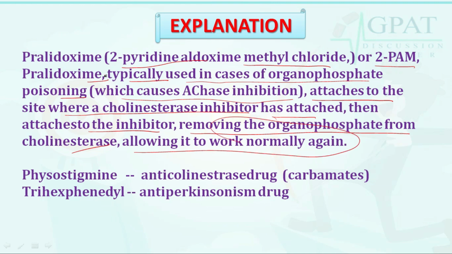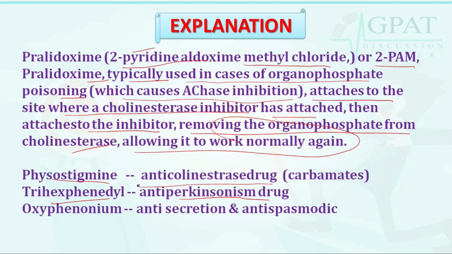So students, pralidoxime or 2-pyridine aldoxime is the correct answer, whereas physostigmine is used as an anticholinesterase drug, and trihexyphenidyl is an anti-Parkinson drug. Now, what is oxyphenonium? Oxyphenonium is an anti-secretion, antispasmodic drug.